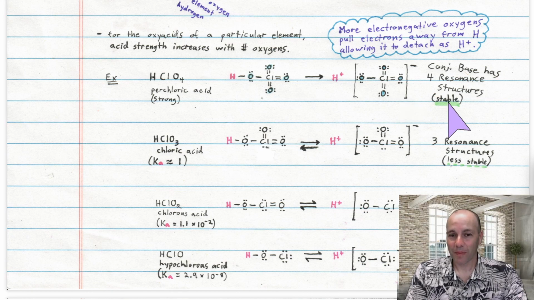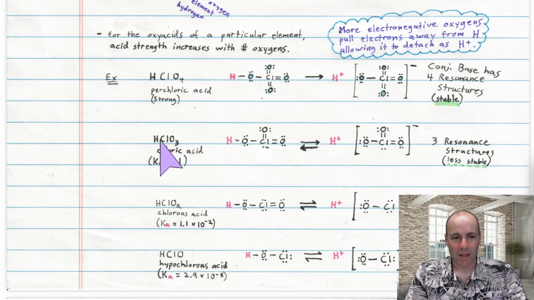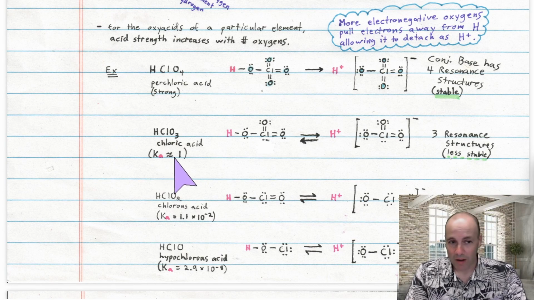So the reason this would dissociate is because it's trying to form a stable anion. So it's easier for this anion to form since it has 4 resonance structures. For chloric acid, HClO3, this is a pretty strong weak acid. In fact, the Ka is on the order of 1, so about 50% of these molecules will dissociate. And some people even consider this a 7th strong acid.